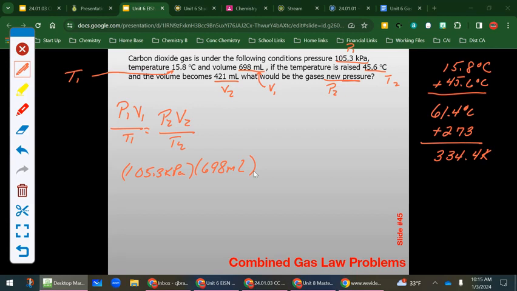No. As long as they're the same on both sides. I don't care what pressure unit we use. I don't care what volume unit we use. How about temperature, though? Yes.